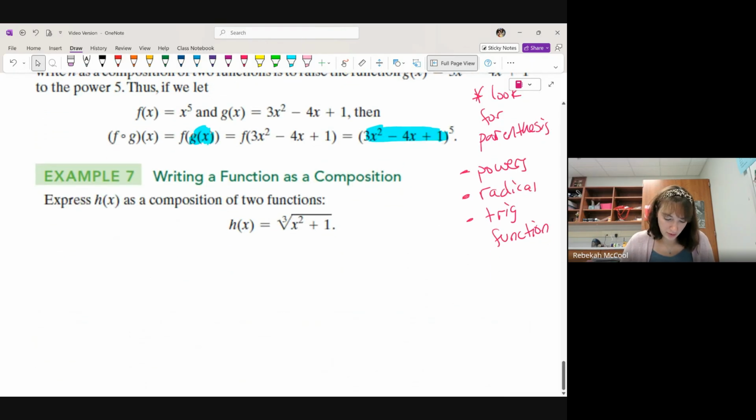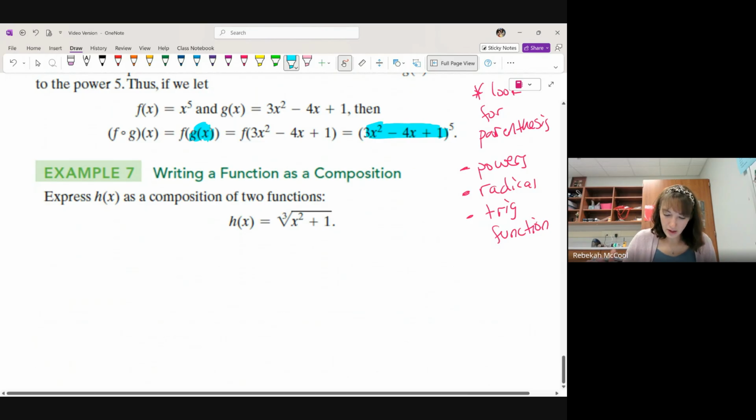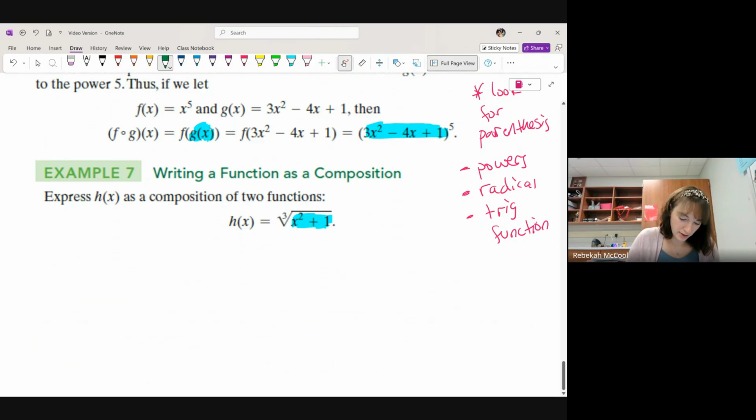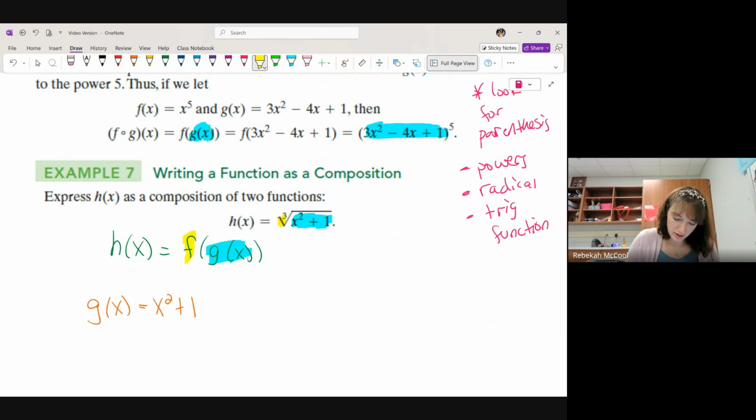So if we're, for example, looking at this one, again I'm looking for stuff in parentheses or stuff under a radical. Well, I can see that this is under a radical. So if I'm considering this as this composition of f of g of x, my inside piece, I can call that g of x. So here I would call my g of x the inside part, which is the x squared plus 1. So my function f is the stuff on the outside, right? So what is the outside part of this? Well, that's the radical part. So my function f of x, I could call that cube root of x.